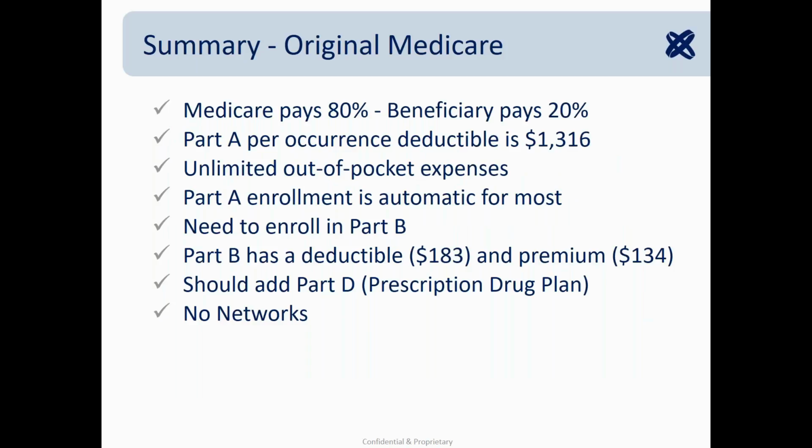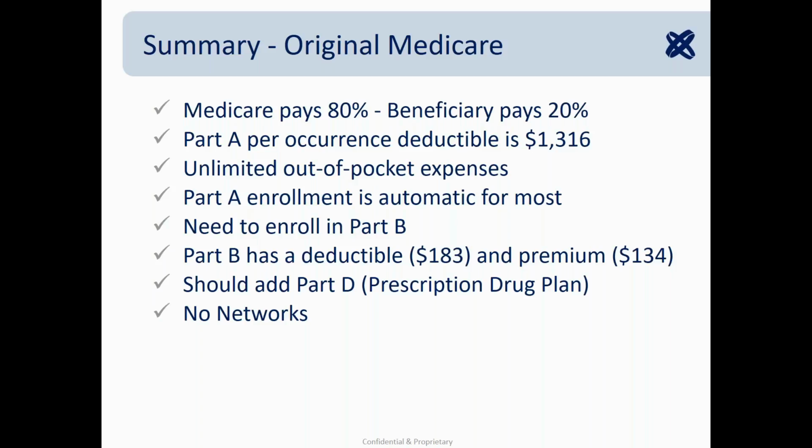Medicare pays 80% and the beneficiary pays 20%. Part A, per occurrence deductible at a hospital is $1,316 every time you would have to enter the hospital. There are unlimited out-of-pocket expenses. Part A enrollment is automatic for most and usually does not have a premium. You've paid that through your payroll taxes, and you must have worked at least 40 quarters or 10 full years.